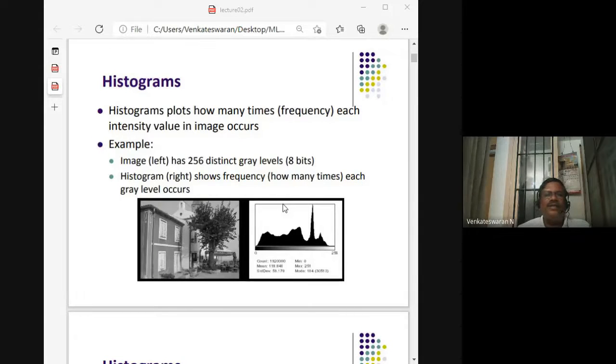So the next topic is that we are trying to extract certain information, some features from the image itself. So one of the image features is something called the histogram. Okay, the histogram is to understand the image statistics.